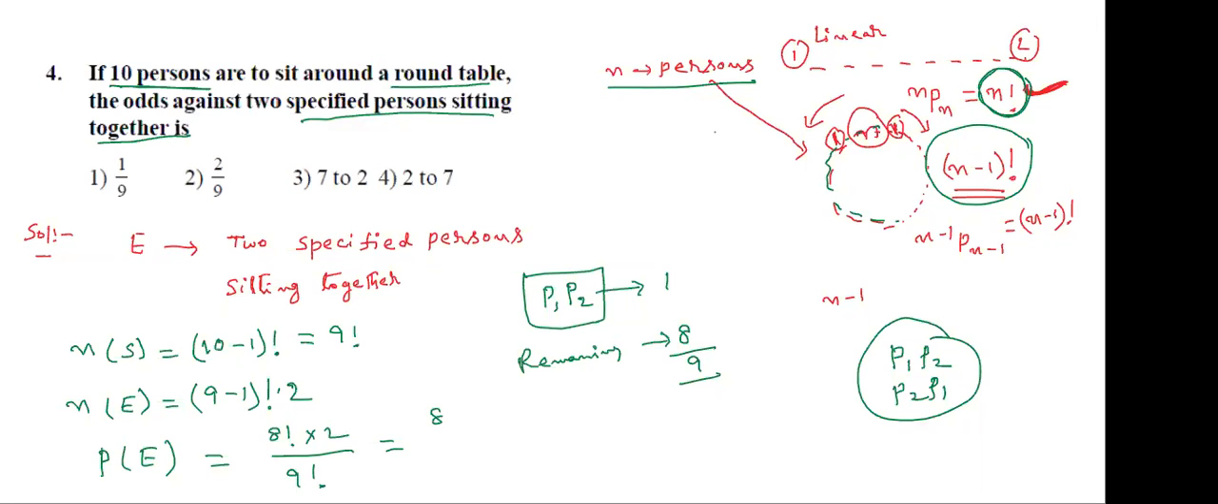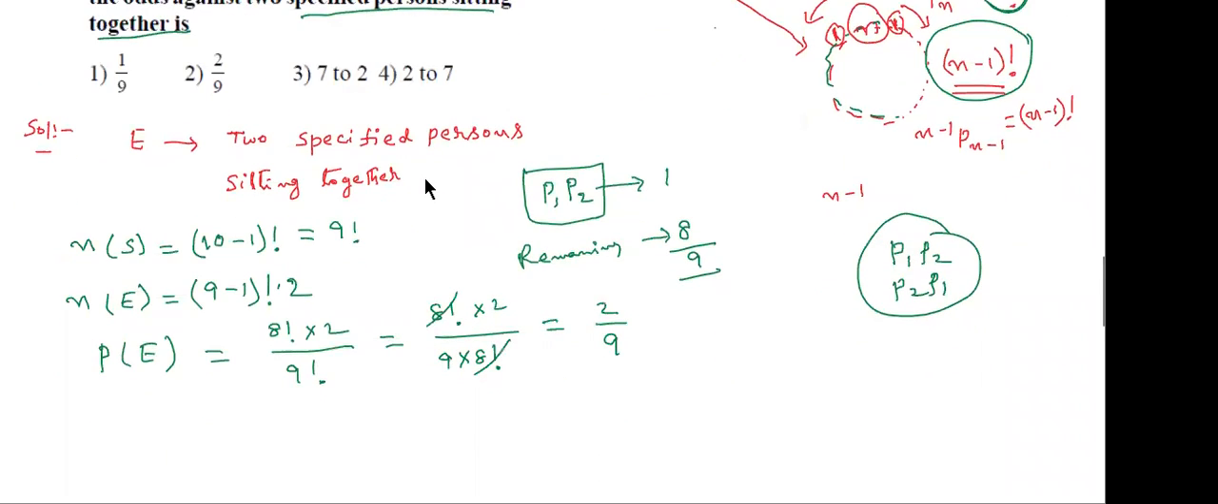Students, calculate this. 8 factorial into 2 divided by 9 factorial means I am going to write 9 into 8 factorial. 8 factorial cancels. We are getting 2 by 9. This is P of E. Then what is P of E complement, students? P of E complement means 1 minus P of E. That is 1 minus 2 by 9, which is 7 by 9.